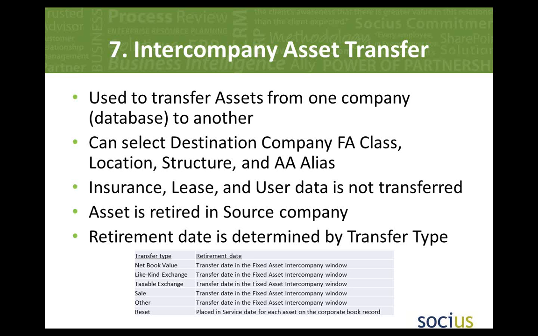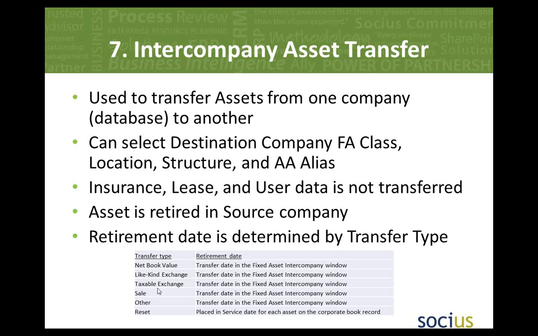There are a couple of areas that do not transfer, and those include the insurance information, lease, and user data. And that doesn't transfer over, presumably because the legal ownership of that asset is changing, and so it's logical to assume that the insurance and lease that goes along with that asset is not being transferred over to the new owner. When the asset is transferred to the new company, it is automatically retired in the existing company. And that retirement date is determined by the type of transfer that you select when you're transferring it.